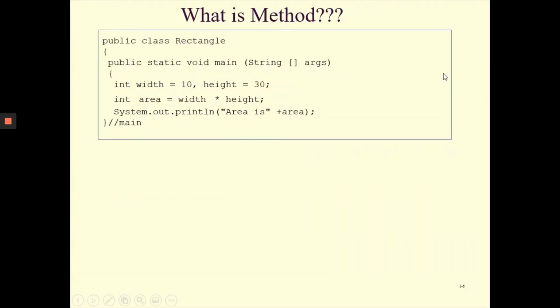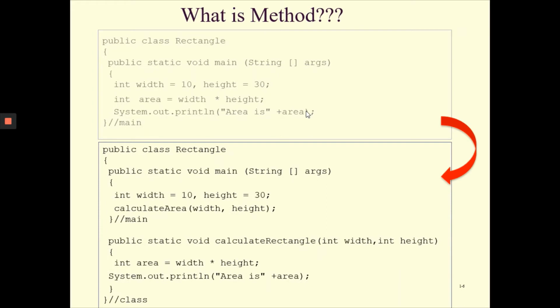Okay, there is another example here. This is about class Rectangle. So now we want to calculate the area of the rectangle. So we have the declaration and initialization of the width and height, 10 and 30. After that, we calculate the area and we print out the area. So if we are going to chunk this into a separate method, it will look like this.